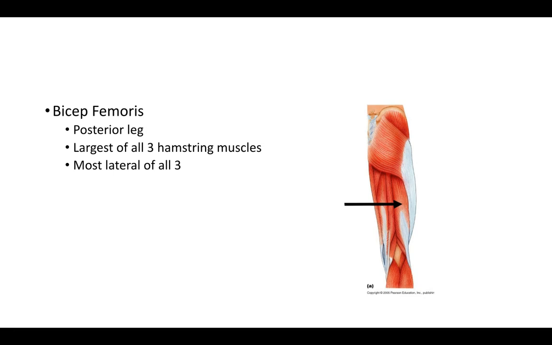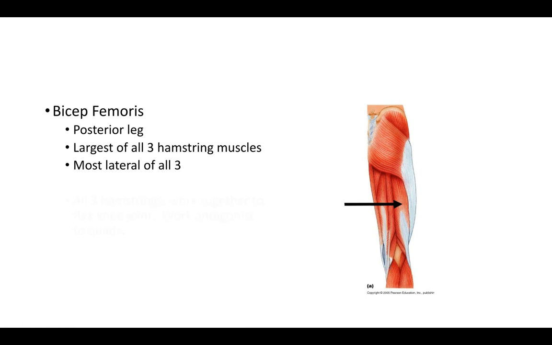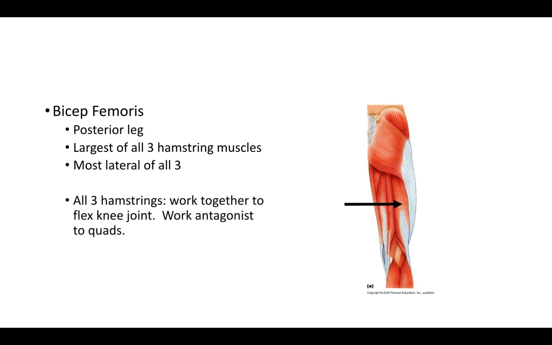Both biceps help to flex the joint that they're attached to, right? So this will help flex the knee, and your bicep on your arm will help flex your elbow. So collectively, again, all three hamstring muscles work together to flex your knee. And keep in mind, they are antagonists to your quad muscles that we just saw. So those are the big muscles of the upper leg.